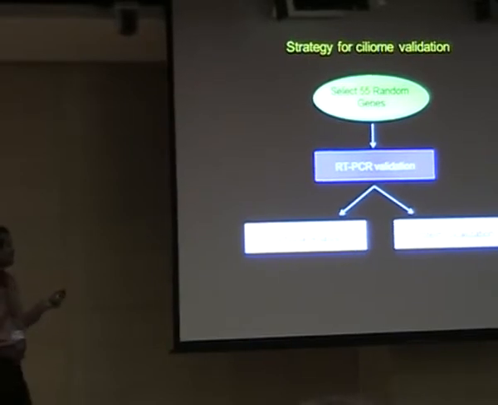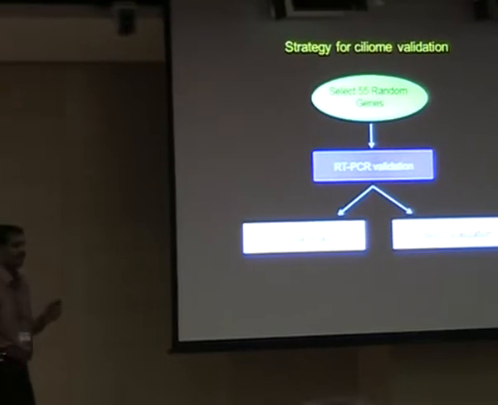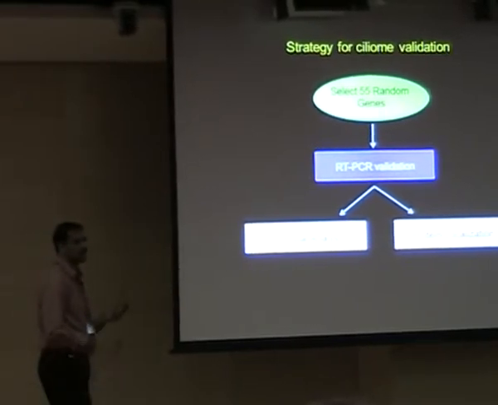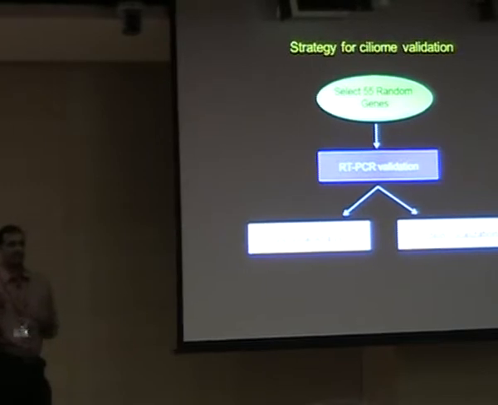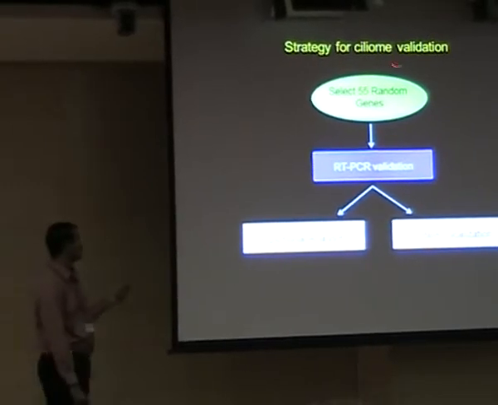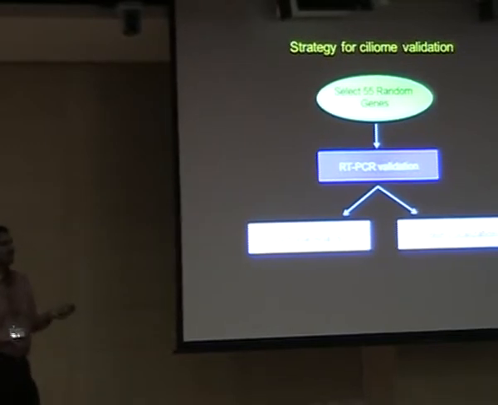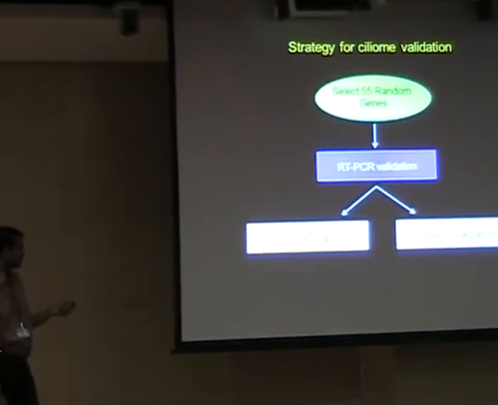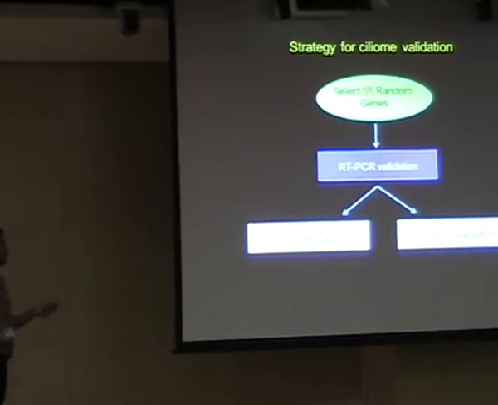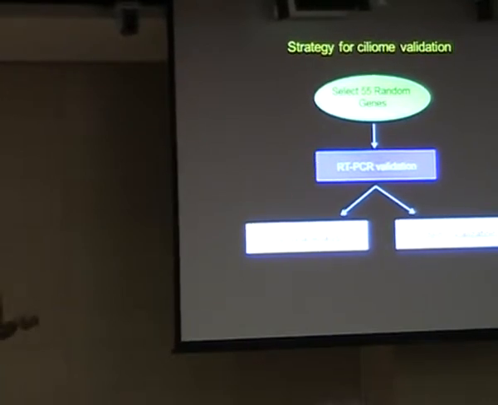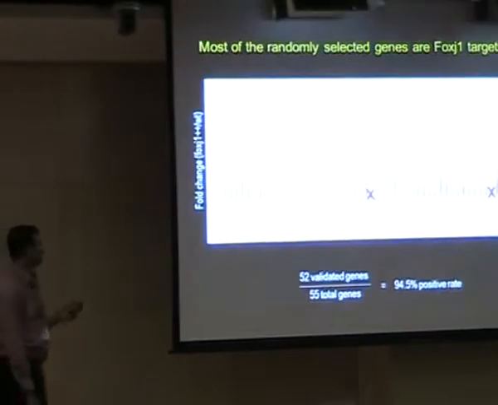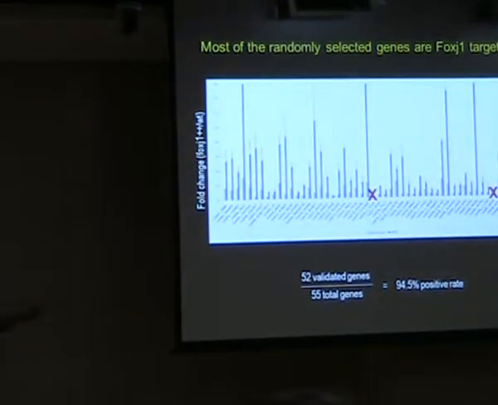So we decided that if we have this huge list, we should be able to take any random gene or random cohort from our list and ask how many of these genes are actually FOXJ targets. So we selected about 55 random genes and did an RT-PCR validation. From this validated set, we went ahead to do a functional analysis, a second loss of function screen, and in parallel also checked where these targets localize in the cilia. Right. So we had a 95% positive rate.